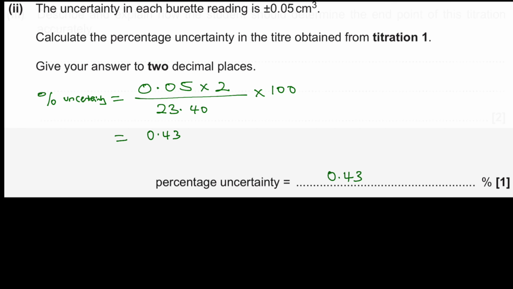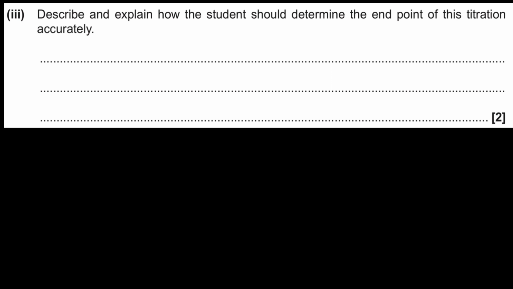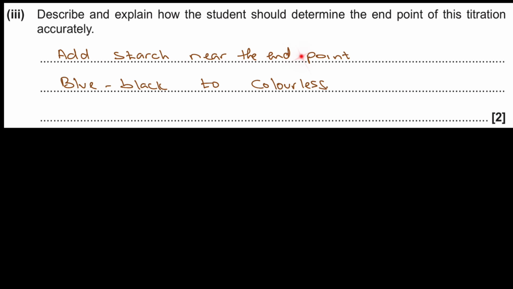Part 3. Describe and explain how the student should determine the endpoint of this titration accurately. In this part, the student should add starch near the end point. And then you get a blue-black to colorless. We added starch near the end point, and starch is our indicator, and the color change is from blue-black or blue or black to colorless.